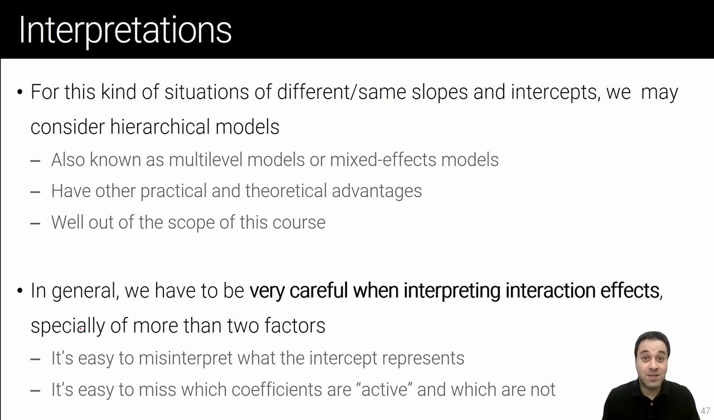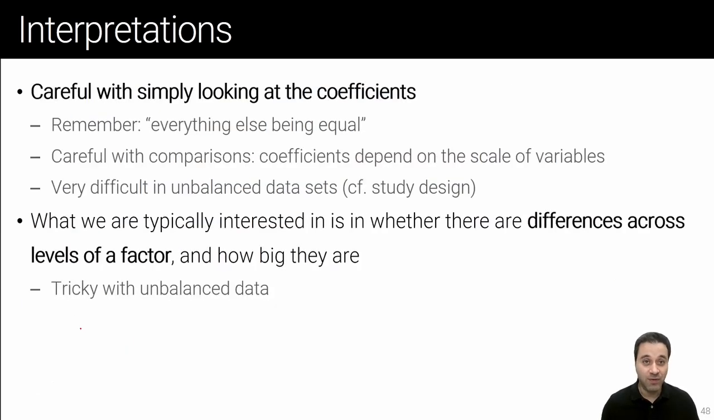Anyway, it's easy to misinterpret what those intercepts represent, or to misinterpret what specific combination of factors represents. It's easy to miss which coefficient should be active or not, depending on a specific case. So we're going to see different ways of looking into the model to answer these high-level questions. And we have to be very careful with just looking at the coefficients, with just looking at whether the number is positive or negative, or how big the number is.